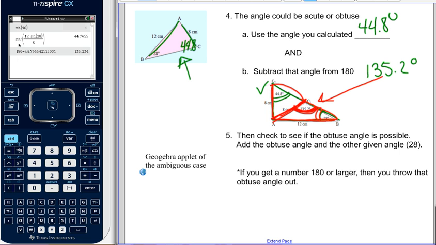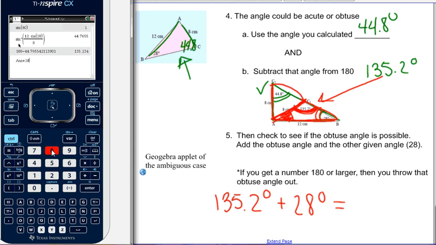So we just have to check, is there still room for another angle here? So if we do 135.2 plus 28 degrees, remember 28 was our original angle that was given to us, that's 163.2 degrees, which is less than 180. Therefore, yes, this is another solution. So we actually have two solutions here.